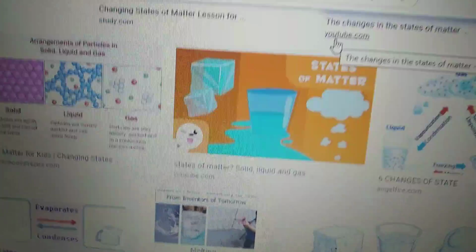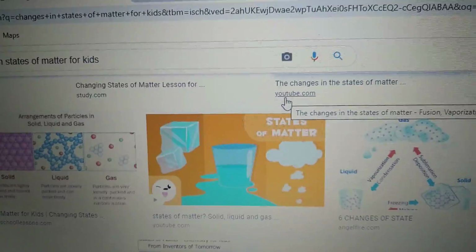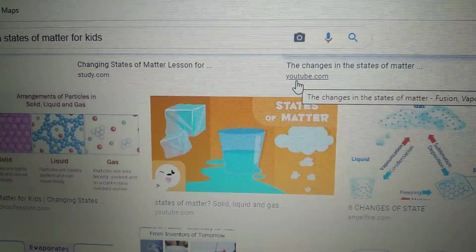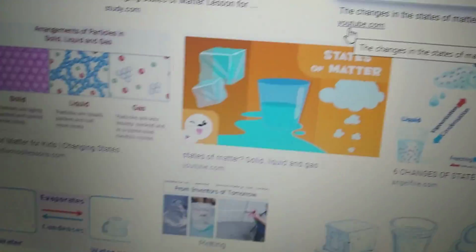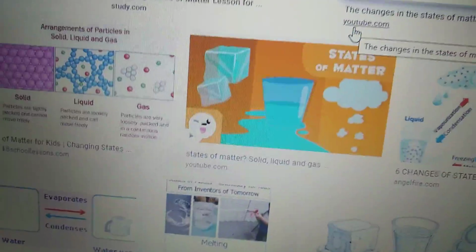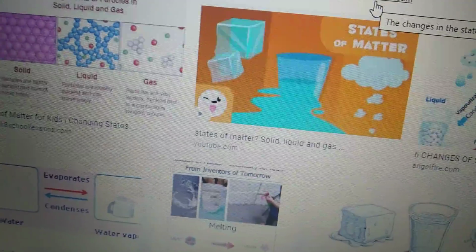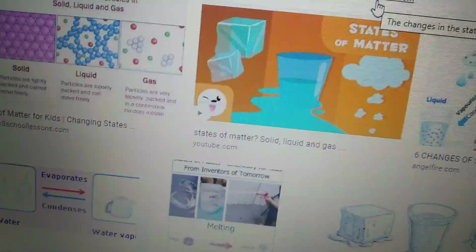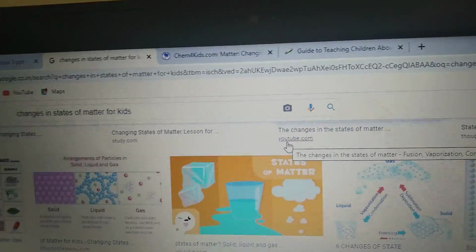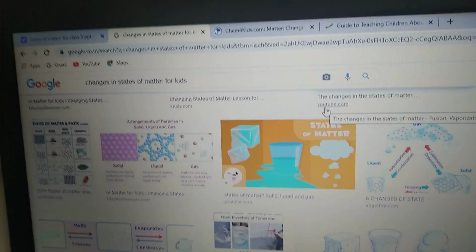Next, evaporation. If you boil liquid water for a long time, you will see the vapors, isn't it? That is nothing but evaporation, a process in which liquid changes into gas. Next, condensation. That means if your mother gives you a lunch box and you open the lid of the lunch box, you will see tiny droplets on the lid.